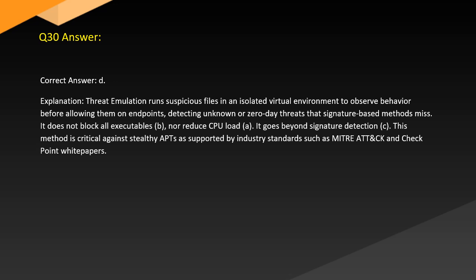Answer. Correct answer: D. Explanation. Threat emulation runs suspicious files in an isolated virtual environment to observe behavior before allowing them on endpoints, detecting unknown or zero-day threats that signature-based methods miss. It does not block all executables (B), nor reduce CPU load (A). It goes beyond signature detection (C). This method is critical against stealthy APTs, as supported by industry standards such as MITRE and Check Point.